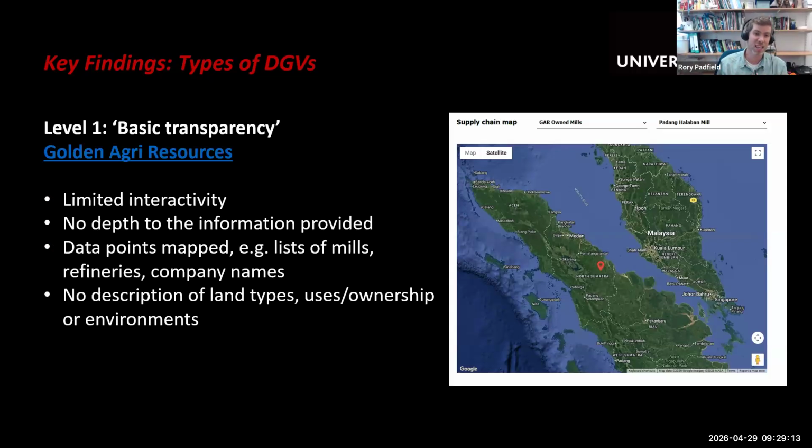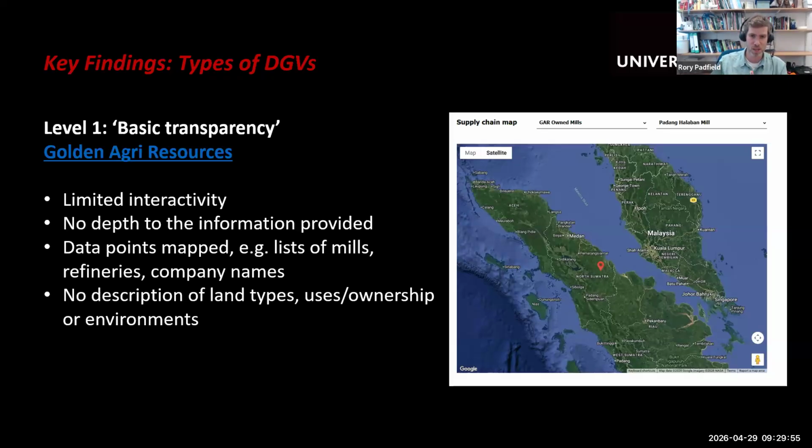Level 1, basic transparency, was effectively a very flat map. Sometimes it was a PDF, like a screenshot, just like I'm showing you here. Very limited interactivity, no depth to the information provided, maybe some data points, so perhaps a list of mills, refineries, perhaps some company names, but quite opaque, very high level, no description of land types. So we weren't clear, let's say, whether it was a peatland soil, which has high ecological value. We had no understanding of the user or ownership models. We didn't know about the environments. It was very much just like pins and dots on a map.